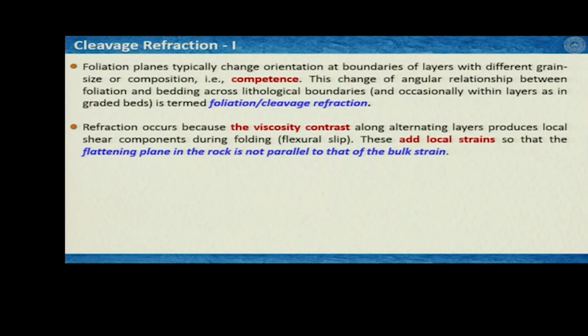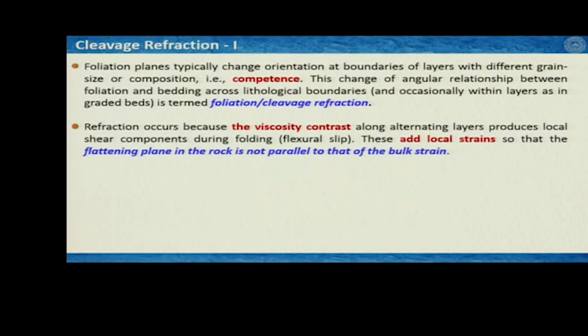Now, let us talk about these three terms that we have just mentioned: cleavage refraction, cleavage fanning, and transection of the cleavage. We will first take up cleavage refraction. Cleavage refraction is something very interesting that happens particularly when you have folding in multiple layers, where two or three different layers have different grain sizes or different compositions. That means their rheology is different.